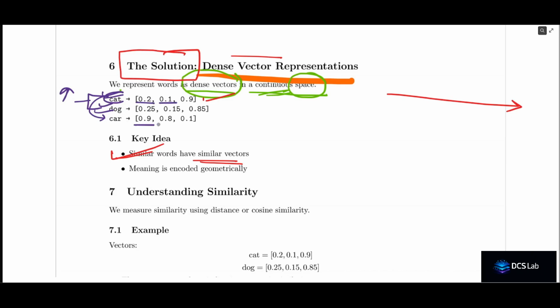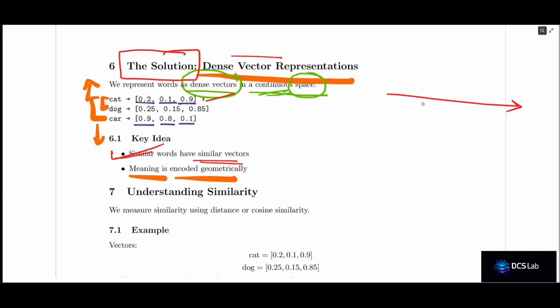Cat has 0.1 here, car has 0.8 here, cat has 0.9 and car has 0.1. If you find the cosine similarity of these two vectors, it will be very low. The vector similarity between cat and dog will be high, and the vector similarity between cat and car will be low, which means the meaning is encoded geometrically. That's the very interesting fact about the dense vector representation of words. The meaning gets encoded, right?